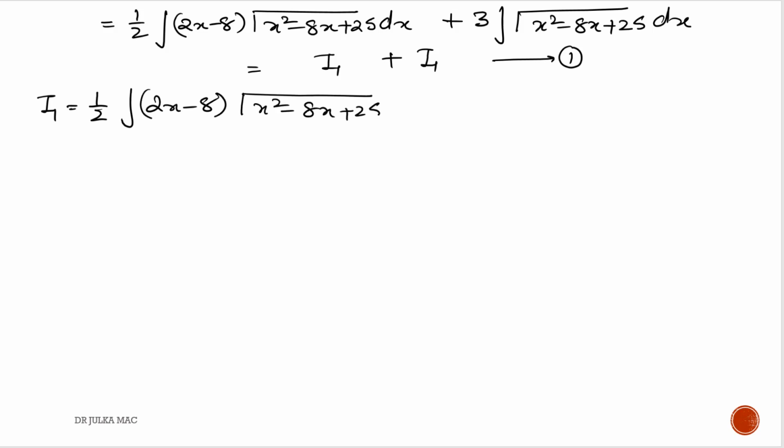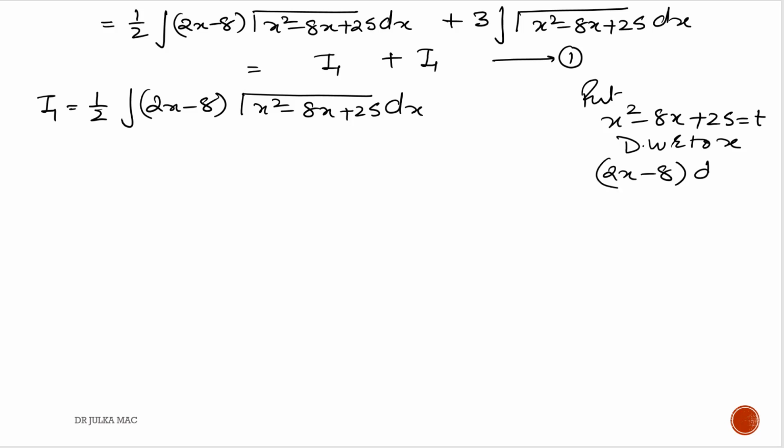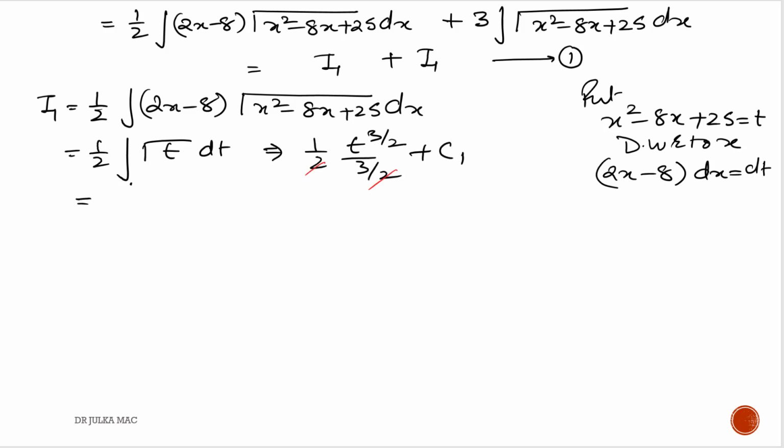First we put x square minus 8x plus 25 equals t. Derivative with respect to x on both sides. So (2x minus 8) dx equals dt. Replace (2x minus 8) dx by dt and the root of x square minus 8x plus 25 by root t, and the integration is half into t raised to power 3 by 2 upon 3 by 2 plus c1. After putting the value of t, we have the answer 1 by 3 (x square minus 8x plus 25) raised to power 3 by 2 plus c1.